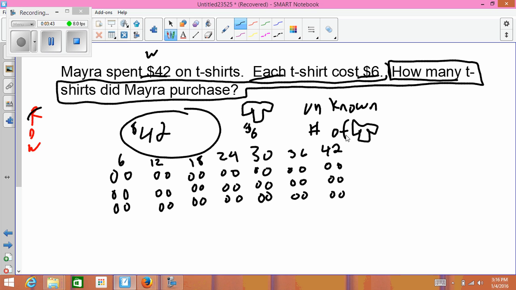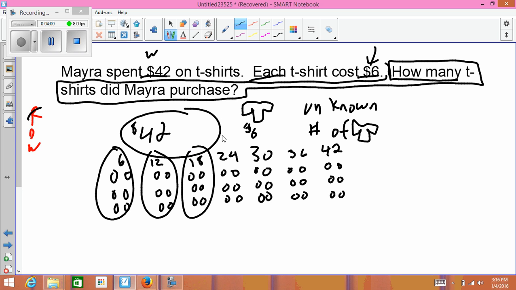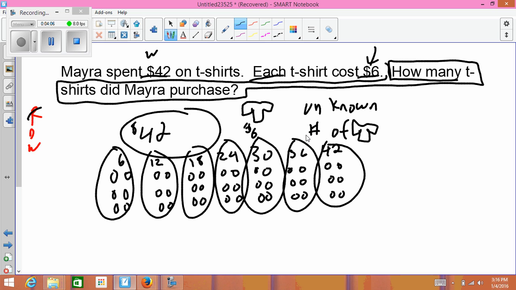Okay, so now I've taken that $42 and I've modeled it as this many groups of 6, because each t-shirt costs $6. So now to figure out how many shirts she was able to buy, I'm going to count how many groups of 6 I have. I have 1 group of 6, 2 groups of 6, 3 groups of 6, 4 groups of 6, 5 groups of 6, 6 groups of 6, and I have 7 groups of 6.